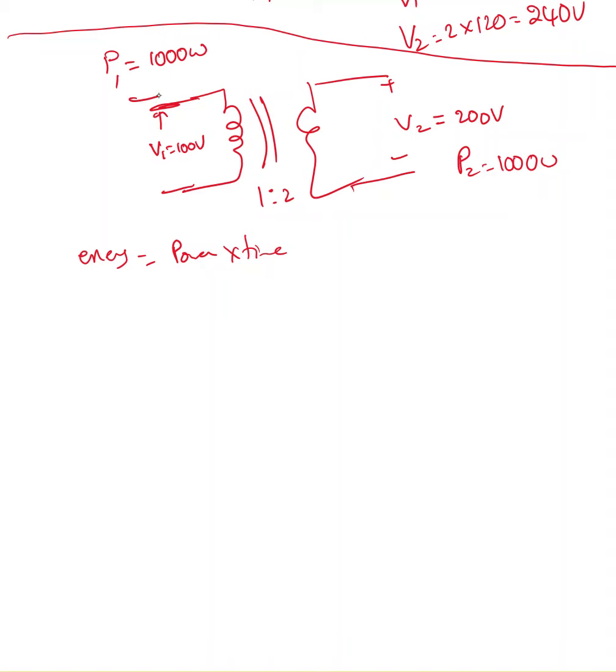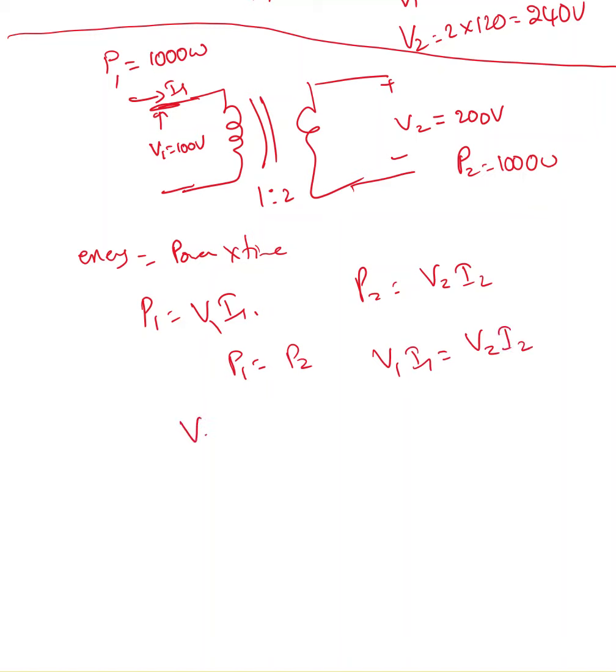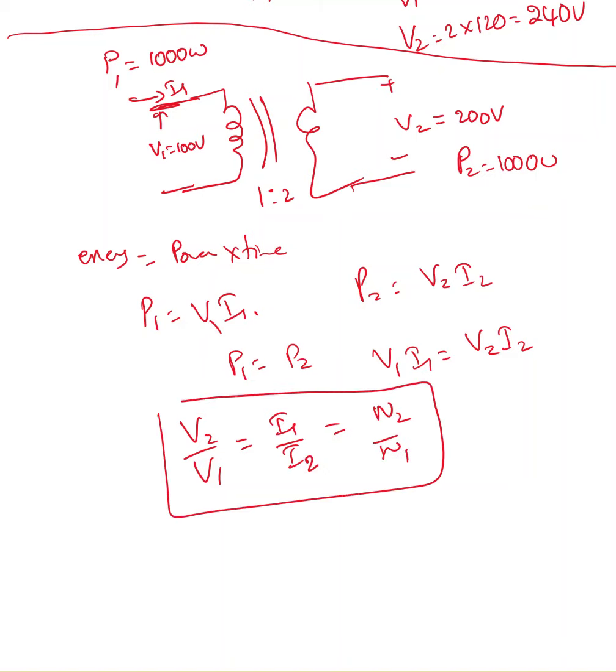So whenever we step up the voltage, can I say P1 equal to V1 times I1 and P2 equal to V2 times I2? P1 and P2 are the same. So V1 I1 equal to V2 I2. So V2 over V1 equal to I1 over I2, and I know this is N2 over N1. So whenever I'm stepping up the voltage, automatically I'm stepping down the current.